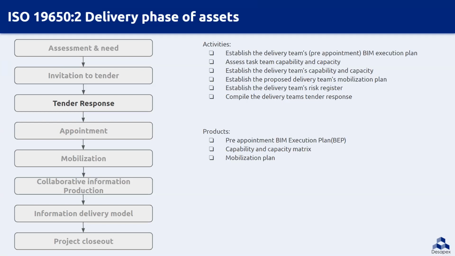Then we create a mobilization plan and risk registers for the project. The risk register basically captures the key points established for information delivery. If not delivered as per plan, then it would impact the additional cost and time to the project. Such topics we capture in the risk register. All the tender responses by the delivery team are compiled at the end of this stage.